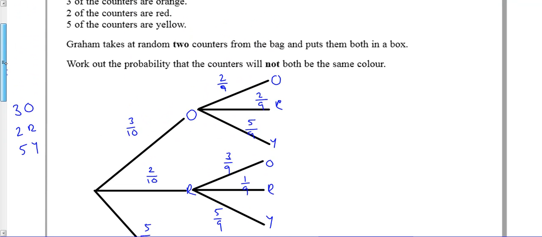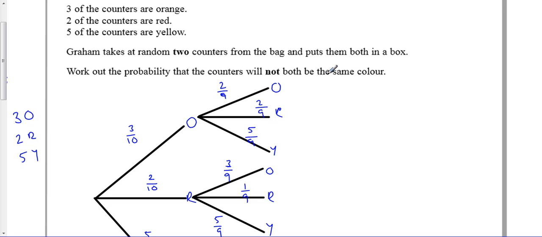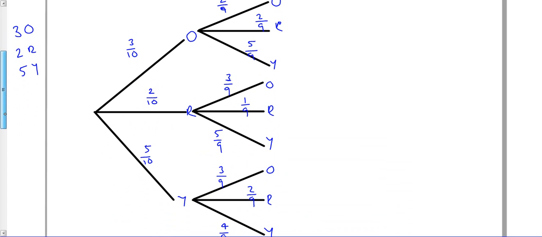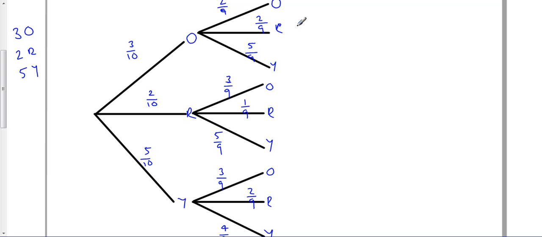Okay? Well, we want the probability the colours will not be the same colour. So there's a couple of ways of doing it. One way of doing it is, well, not being the same colour means I can't have orange, but I could have this one here. So 3 out of 10 times 2 out of 9 is actually 6 out of 90. And I could do the same calculation here. I do 3 out of 10 times 5 out of 9, which actually gives me 15 out of 90.